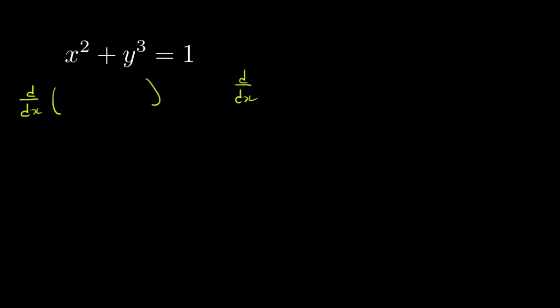That's the first step. And put some brackets there on that one. So what do I have inside those brackets? Well, of course, I have x squared plus y cubed on the left-hand side, and I just have the number 1 on the right-hand side. So if I have the derivative on the left-hand side of a sum, of course, that is the sum of the two derivatives.